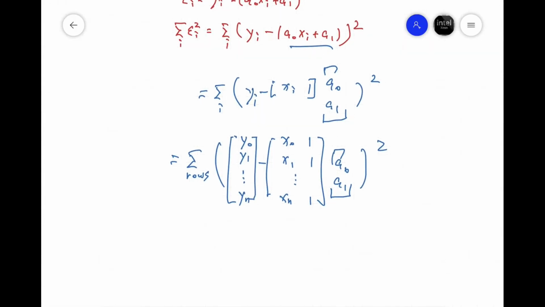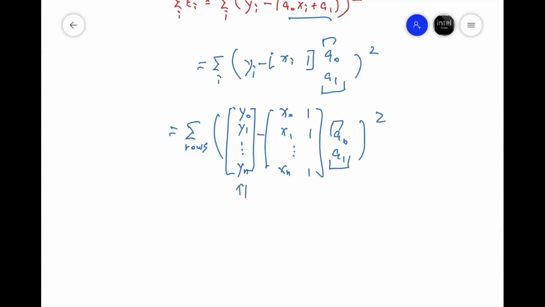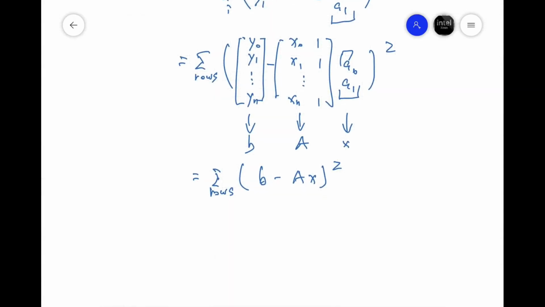Okay, to simplify the notation here, let's call this guy B, and this guy here A, and this a0, a1 is actually the unknown that we are trying to solve, so let's call it X. Now we have B minus A times X to the power of 2. Now it's very compact, but I want it to be more compact. I want to get rid of this summation over the rows.